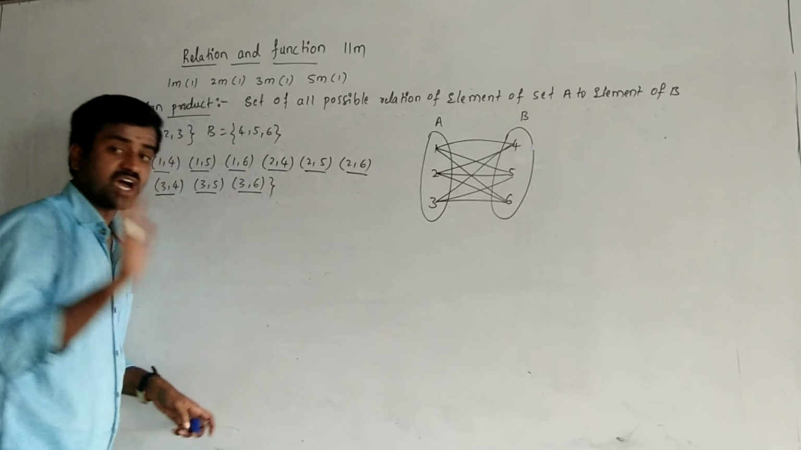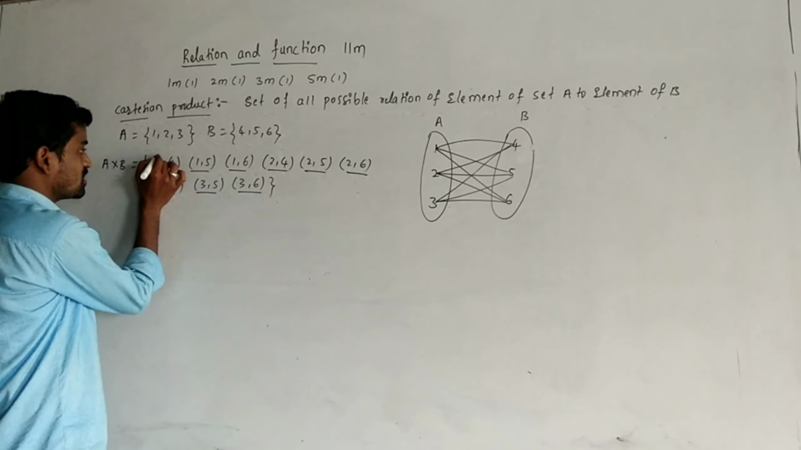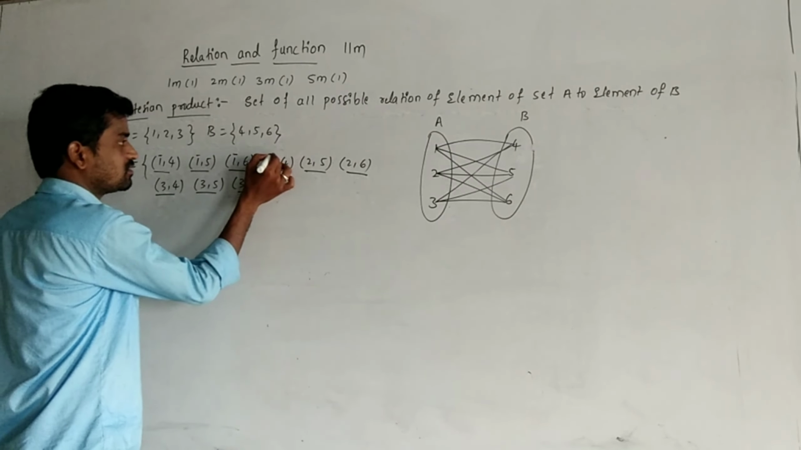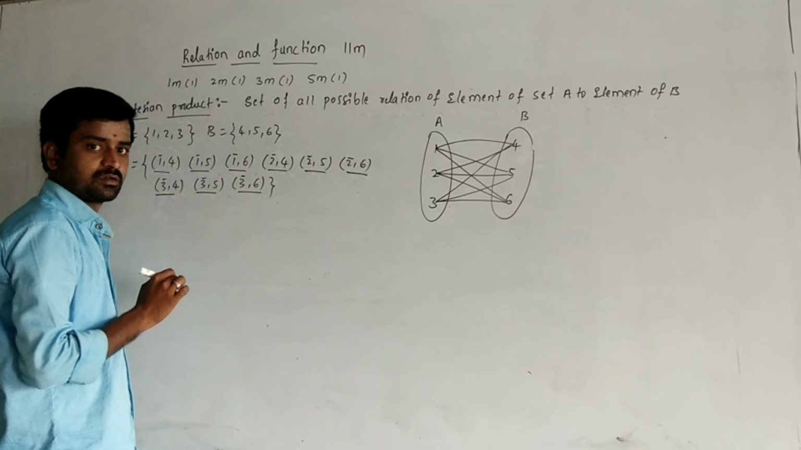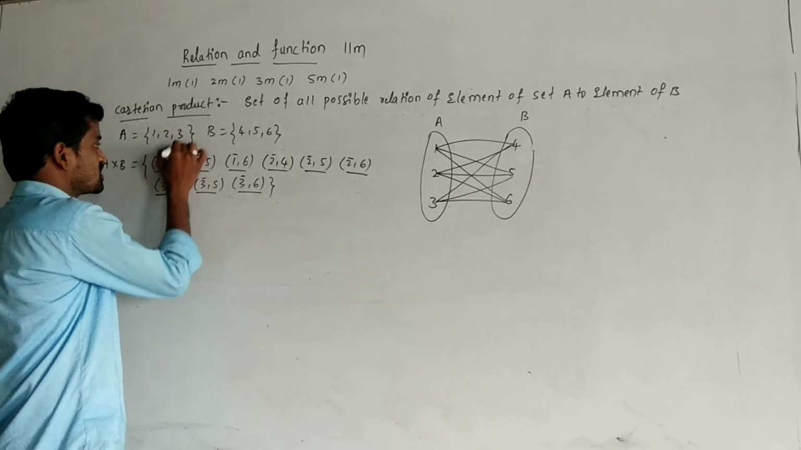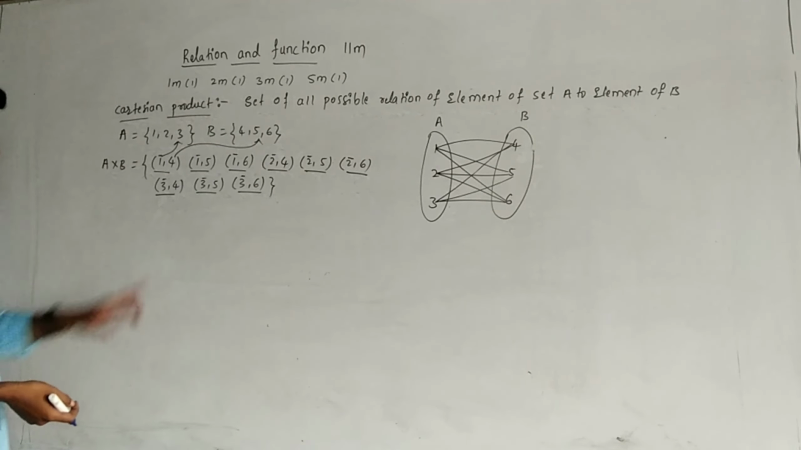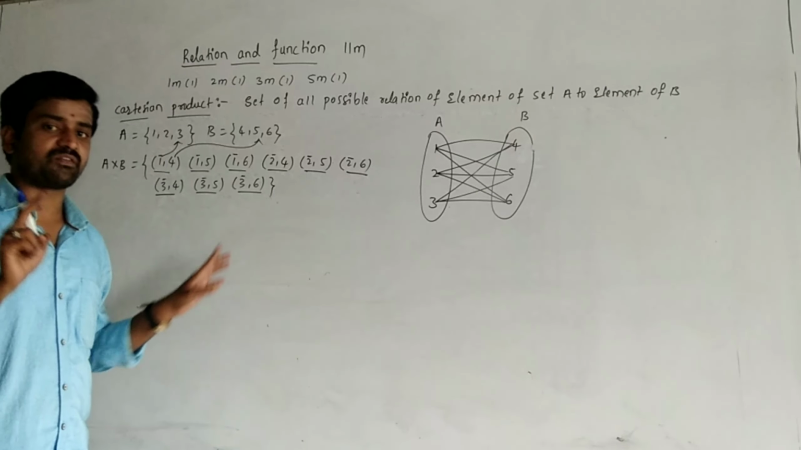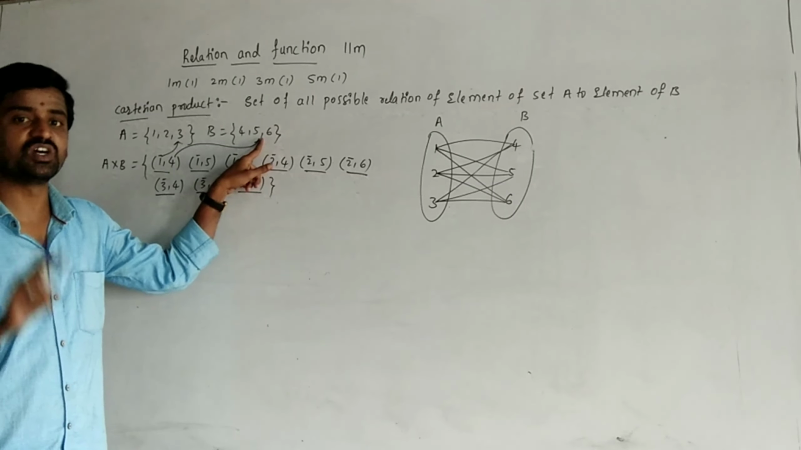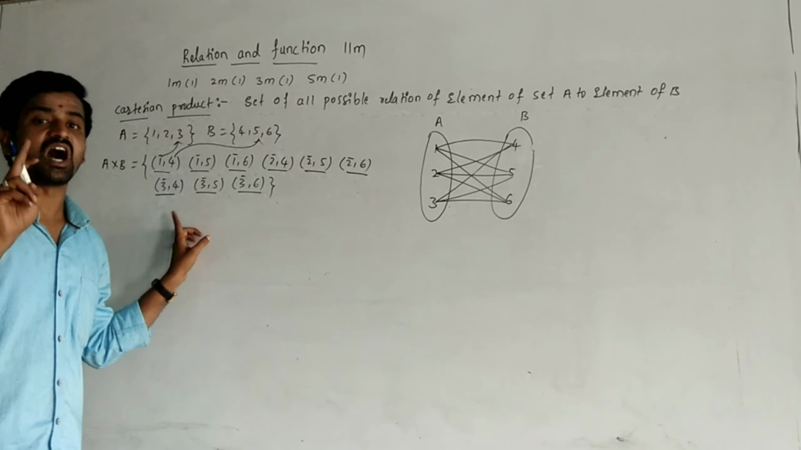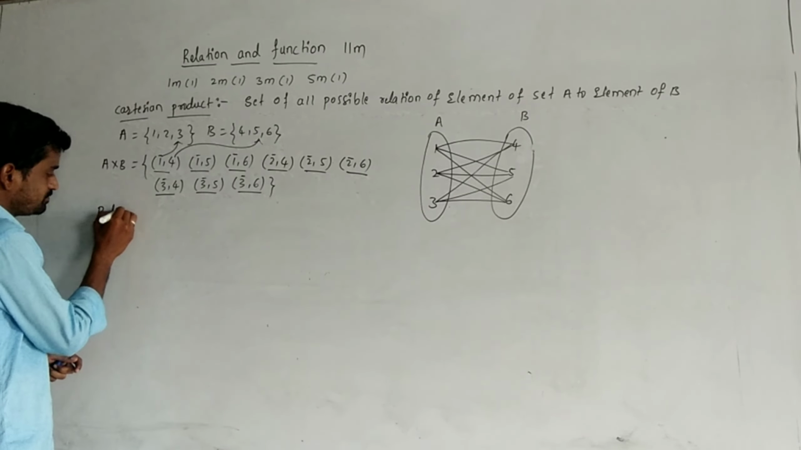These are called ordered pair. Ordered pair, first element belongs to first set and second element belongs to second set. Each ordered pair of first element belongs to first set and second element belongs to second set is called ordered pair. Next comes to relation.